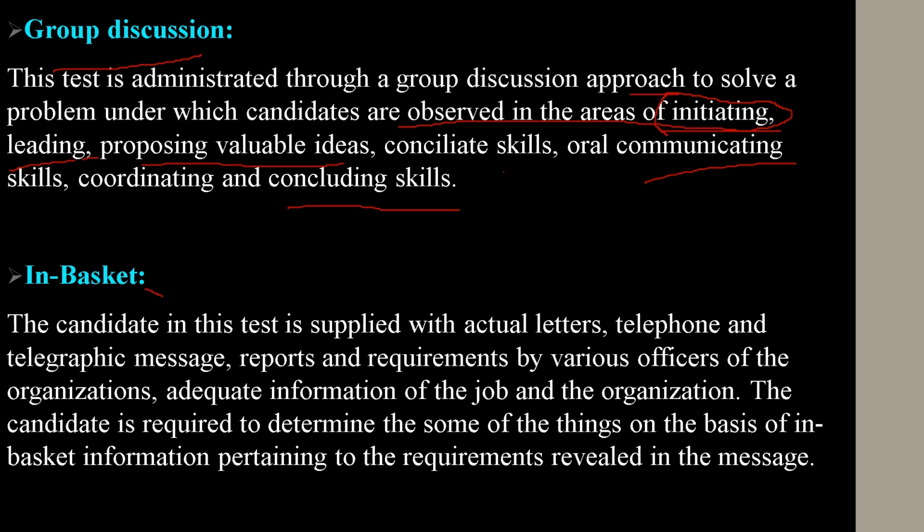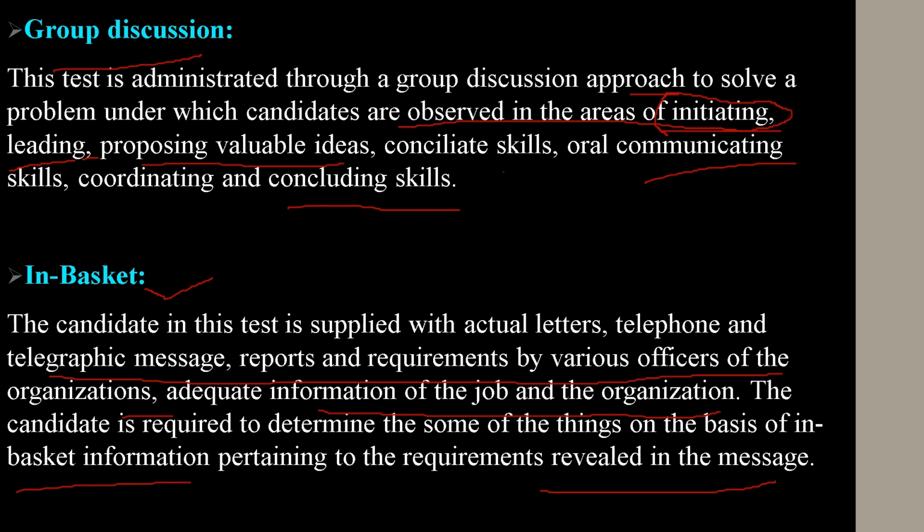And next is in basket. In basket means the candidate in this test is supplied with the actual letters, telephone and telegraphic messages, reports and requirements by various officers of the organization, and adequate information of the job and the organization. The candidate is required to determine some of the things on the basis of the in basket information pertaining to the requirements revealed in the messages. Let us understand it.